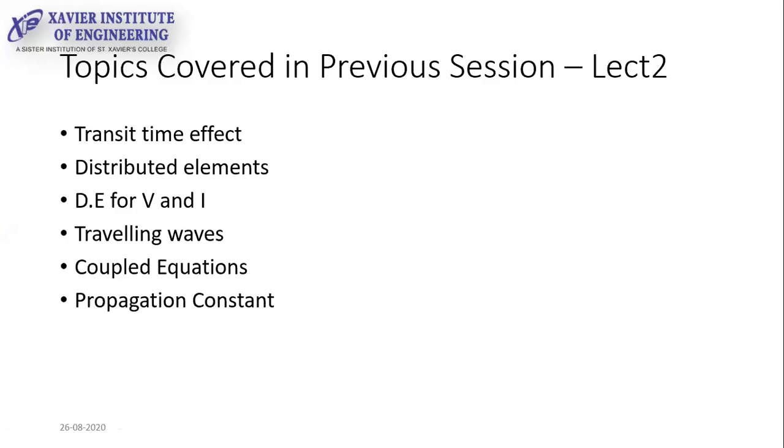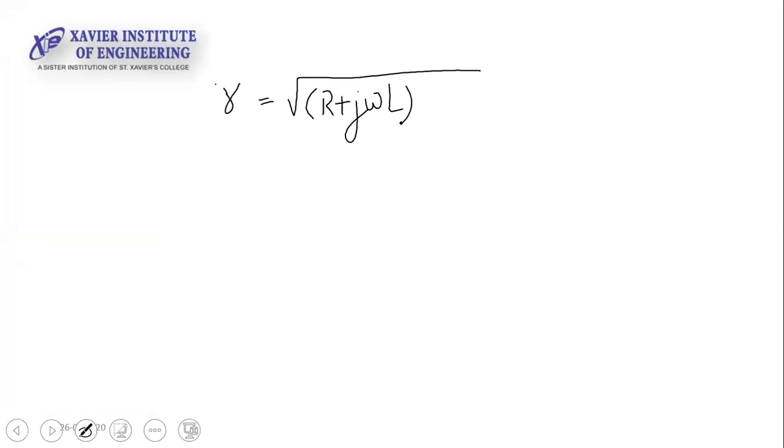In lecture number 3, we are going to talk about the propagation constant gamma. So what is gamma? How is gamma related? The expression for gamma is gamma is equal to under root of (R plus j omega L) into (G plus j omega C), where R, L, G and C are primary constants and you are well aware of it.